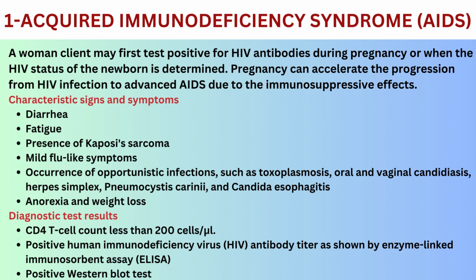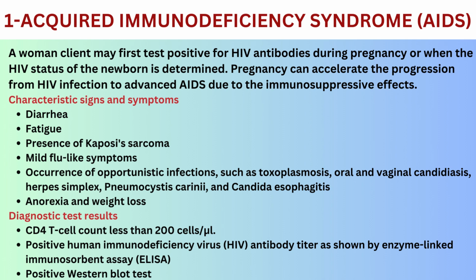The characteristics, signs, and symptoms include diarrhea, fatigue, presence of Kaposi's sarcoma, mild flu-like symptoms, occurrence of opportunistic infections such as toxoplasmosis, oral and vaginal candidiasis, herpes simplex, Pneumocystis carinii, and Candida esophagitis, anorexia, and weight loss.